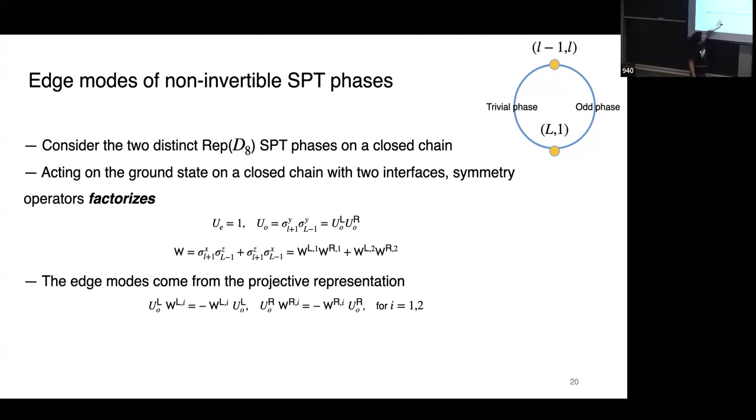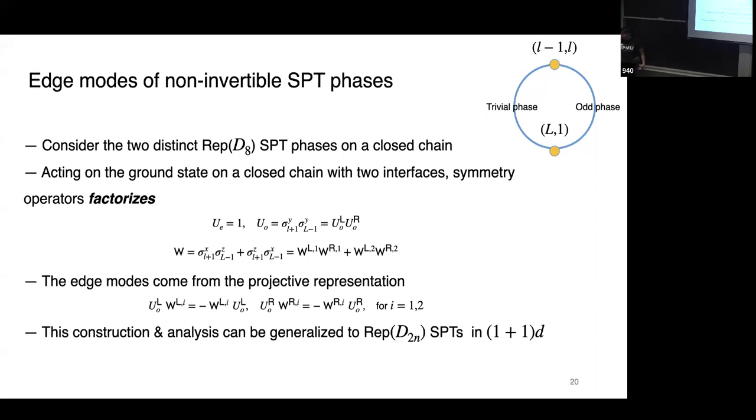At each boundary, we have two kinds of these anti-commuting relations, and therefore we have the projective representations, and we have the edge mode at the boundary as an interface, and these two are different SPT phases. And one comment is that for invertible SPT, we only have one copy of projective representations. But here, for the non-invertible SPT, we have two copies. And the constructions and analysis can be generalized to Rep(D2N) SPT in 1+1D.